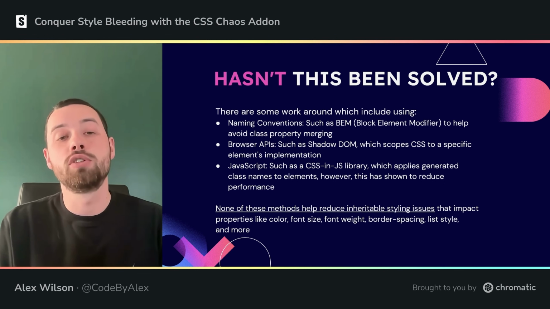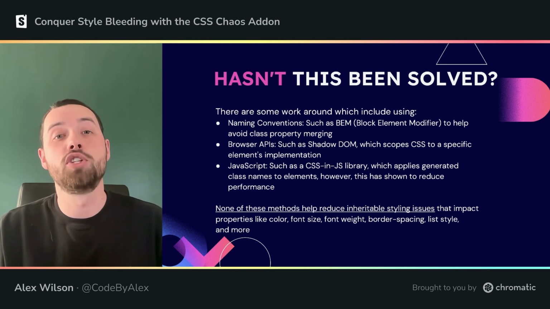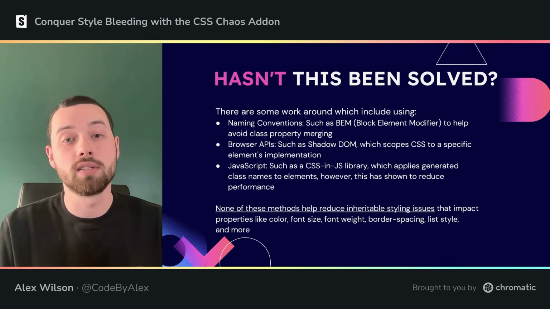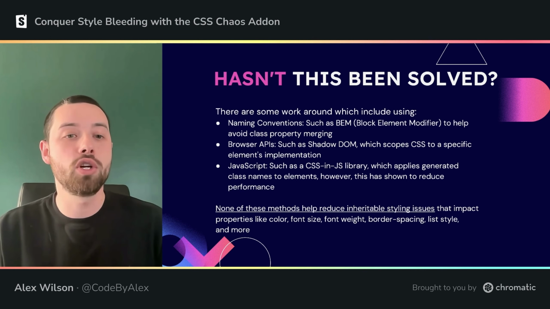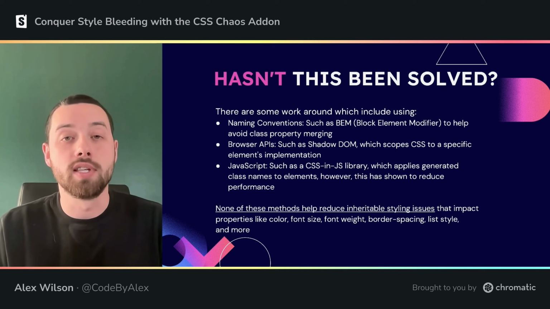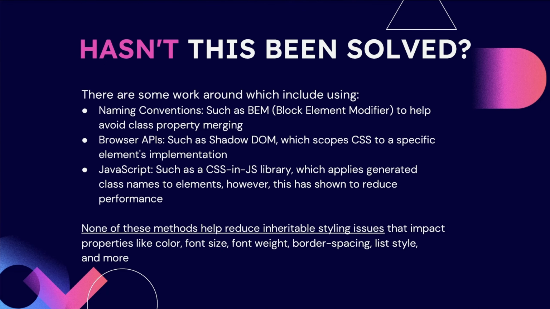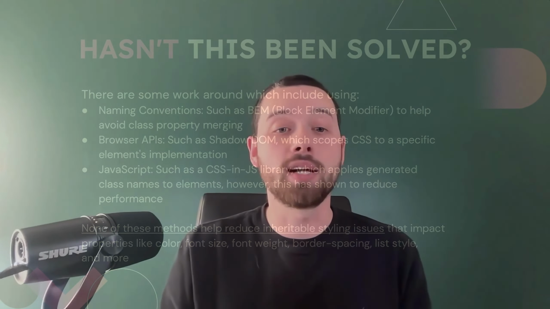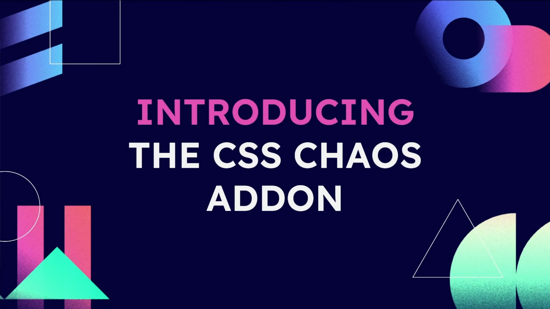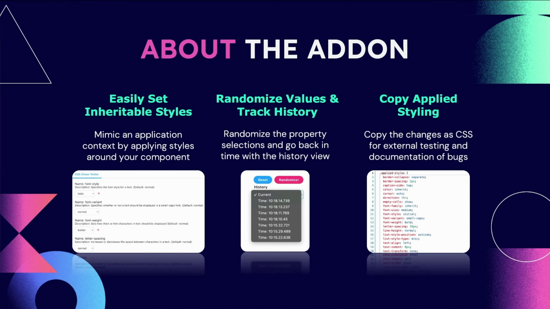And finally, we can introduce JavaScript, such as the CSS and JS library, which applies generated class names to HTML elements. However, some of these libraries have shown to reduce performance, so it would be worth weighing your options there, weighing the pros and cons. None of these methods, however, help reduce inheritable styling issues and impact properties like color, font size, weight, border sizing, and many more. And that's why we need to introduce the CSS Chaos add-on to do some of that testing for us.